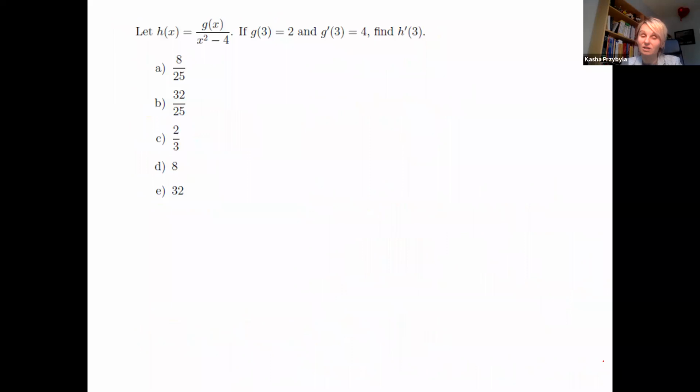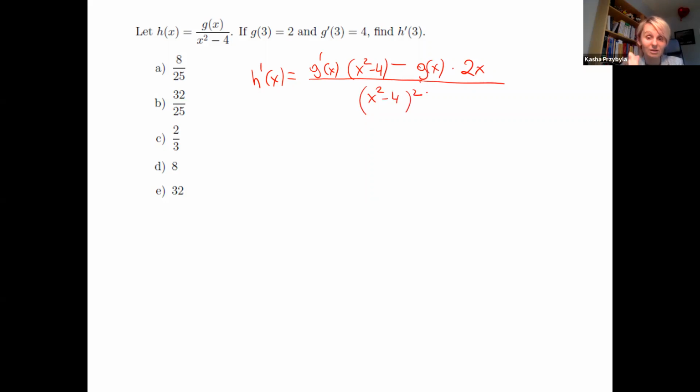This question is testing the quotient rule. We have function h defined as g over x squared minus 4. We have some values and we have to find h prime at 3. Let's start with the quotient rule: derivative of the top function times the denominator, minus the top function times 2x, which is the derivative of the function in the denominator, all over the denominator squared. That's important. And then let's substitute 3.